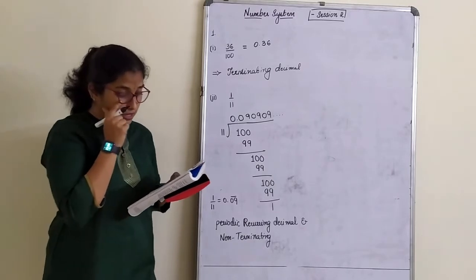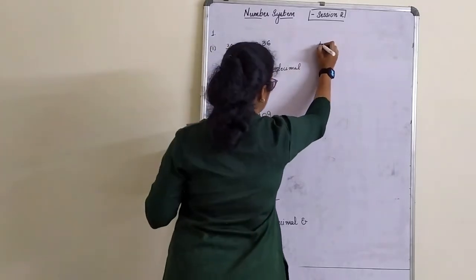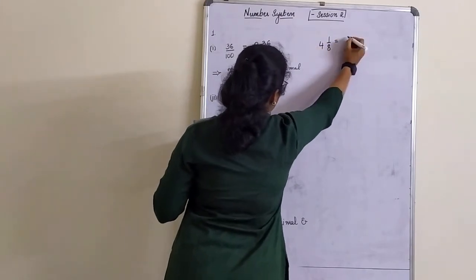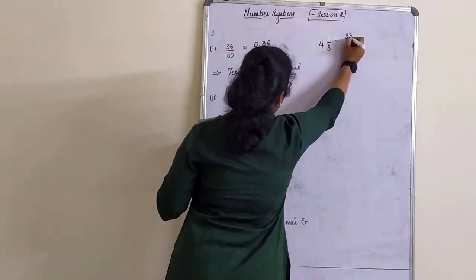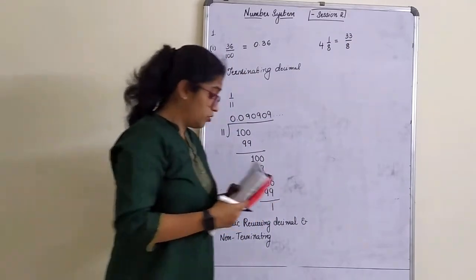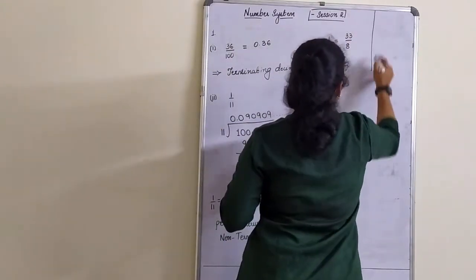Now see here, the third one they have given is a mixed fraction. 4 1 by 8 can be written as 8 4s are 32, 32 plus 1, 33 by 8. You need to divide. Okay. So homework.